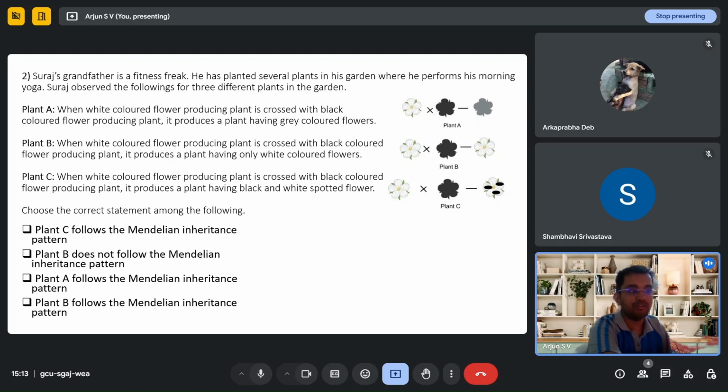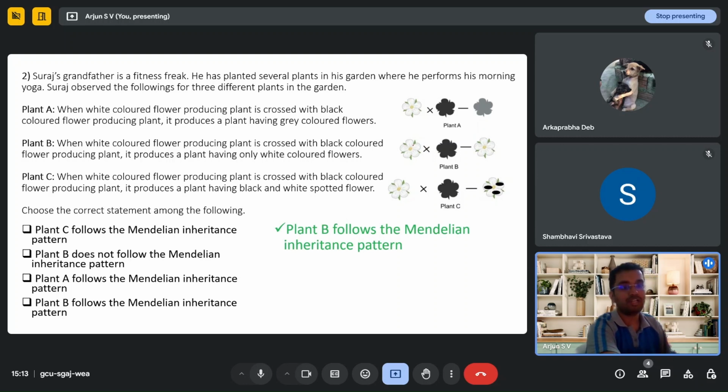But plant B follows the Mendelian inheritance pattern, which is the correct case because we saw that the white flower is a dominant flower and the black flower is a recessive flower, which in turn gives rise to your white color flower, which is a dominant flower, which is a classic case of Mendelian inheritance.